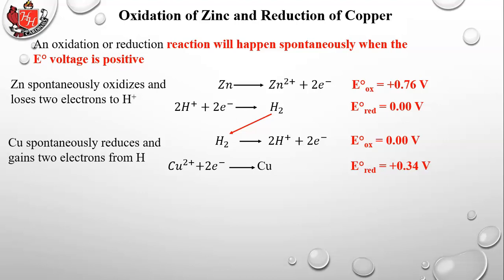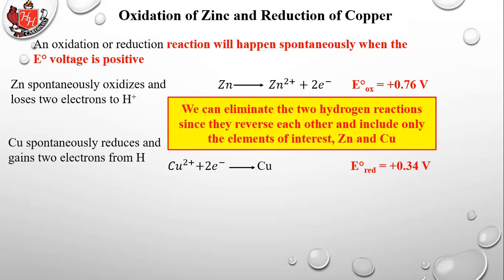But look at those 2 reactions in the middle, the hydrogen reactions. They're just the reverse of each other. So what we can do is basically cancel them out. We can eliminate the 2 hydrogen reactions since they reverse each other, and include only the elements of interest, which are zinc and copper. So now you can say that zinc is passing 2 electrons over to copper directly.